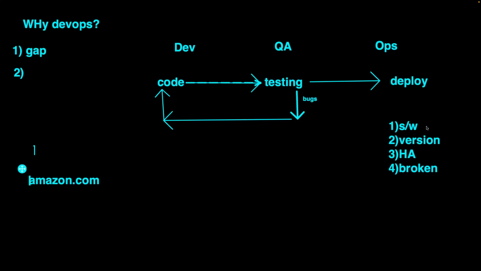But which software should be there for this application? Ops teams don't know, right? Developers, let's say they might have used Java or they might have used .NET, whatever it is. Ops teams don't know that, or else development teams should give clear instructions of what software they should use, and which versions of the software they should use.